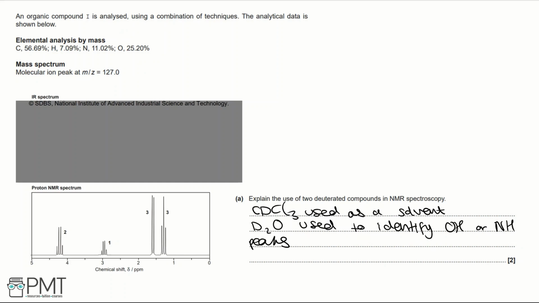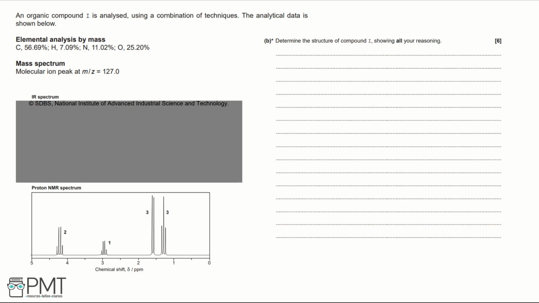To get the 2 marks for this question, you get a mark for talking about chloroform D being used as a solvent, and then you get a mark for D2O being used to identify OH or NH peaks. Part B. Determine the structure of compound I, showing all your reasoning.